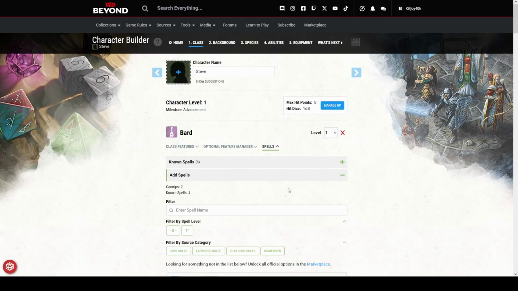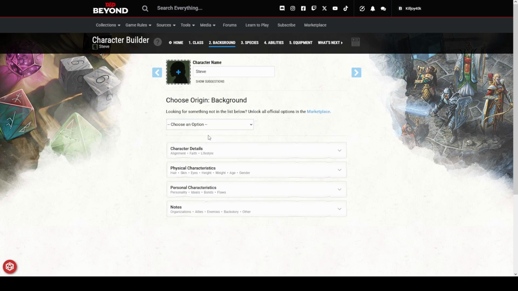Legacy bards are known spellcasters. That means they have a set spell list that they can't change. They just draw from that list. Next, we're going to pick our background. We're gonna go real quick with this one. We're gonna pick a courtier.